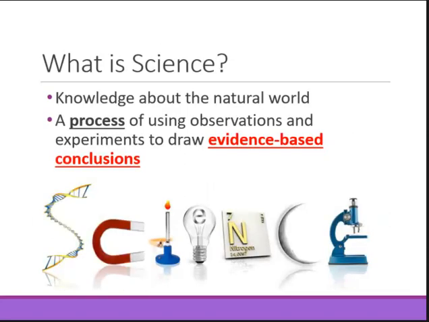What is science? Science is knowledge about the natural world. It is a process of using observations and experiments to draw evidence-based conclusions. So basically, conclusions that are supported by facts and evidence. Science comes from the Latin scientia, meaning knowledge. So it can be defined as knowledge about the natural world.